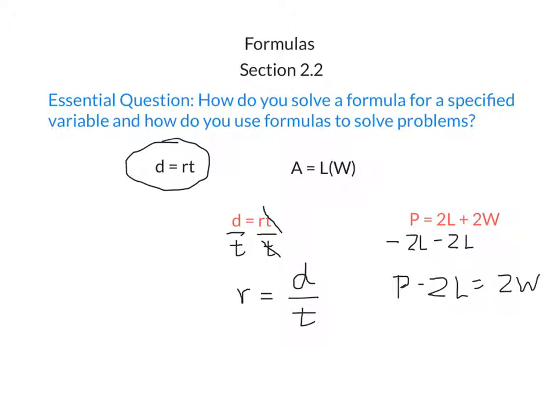Well, we're almost there, but on the right, we have 2W instead of W, so I want to get rid of that too. So I'm going to simply divide the right side by 2. That means I have to divide the left side by 2 as well. So my final, since these 2's cancel, my final result is that W, or the width of a rectangle, is equal to the perimeter minus 2 times the length divided by 2.